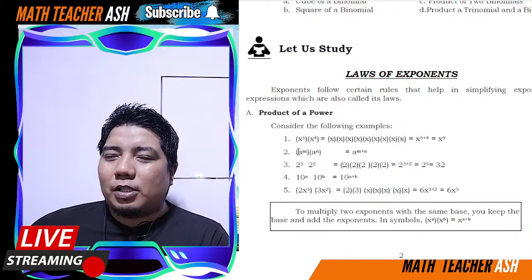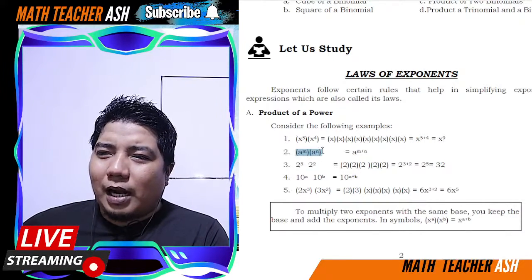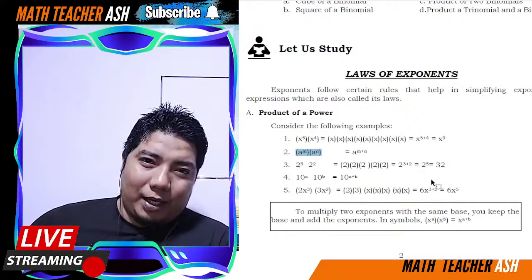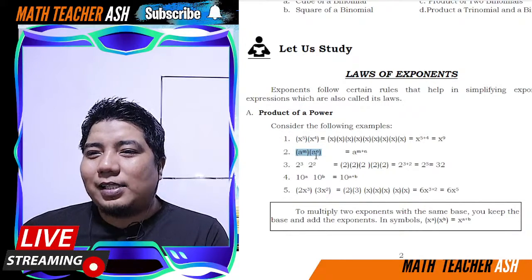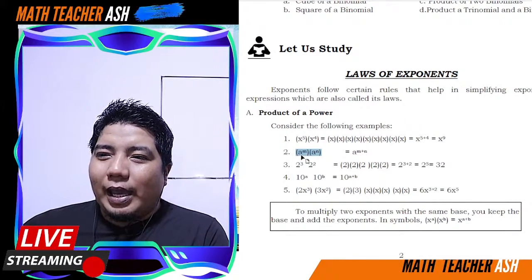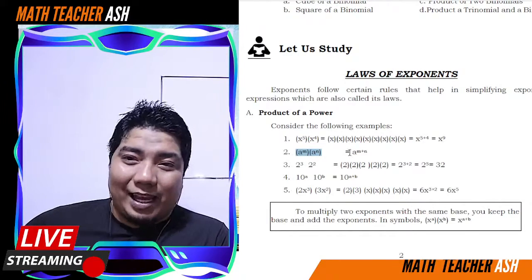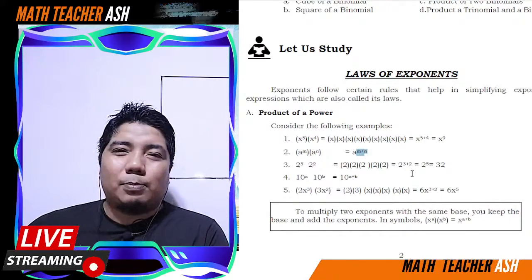Okay, now, ang tanong namang, Sir Ash, what if hindi number ang nakalagay? Okay, ganon. Pero pareho ng base. Okay, so if that is the case, you just copy A and then you add m plus n. Okay, so add the exponent.